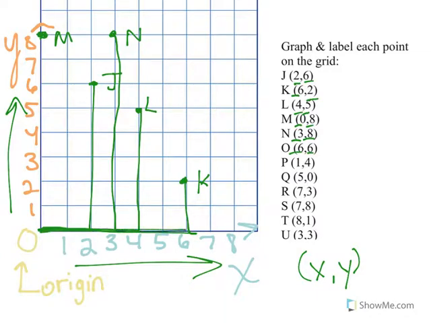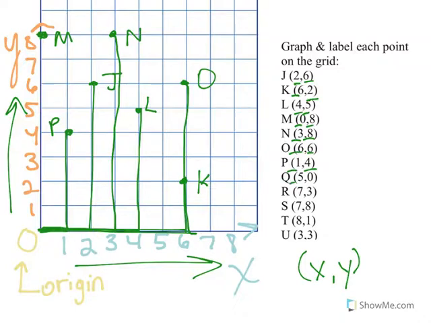For O, our x and y coordinates are the same. So we go on our x-axis 6 and then also up on our y-axis 6. And that is where we plot O. For P, my x-coordinate is 1 and y-coordinate 4. So 1 on our x-axis and 4 on our y-axis. And that is point P.